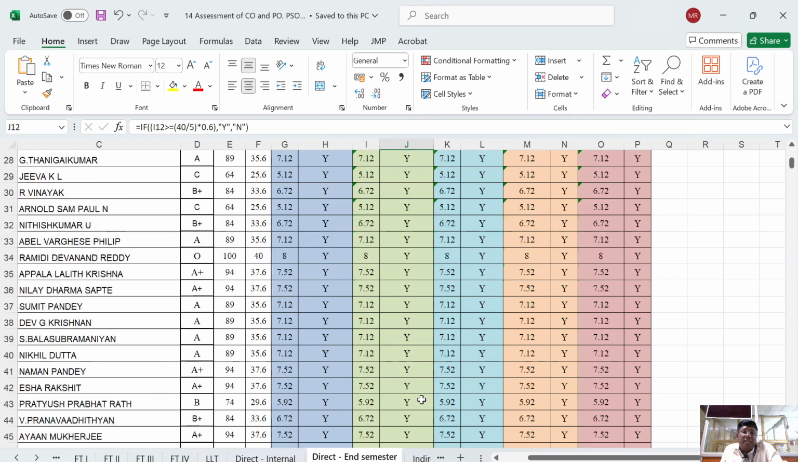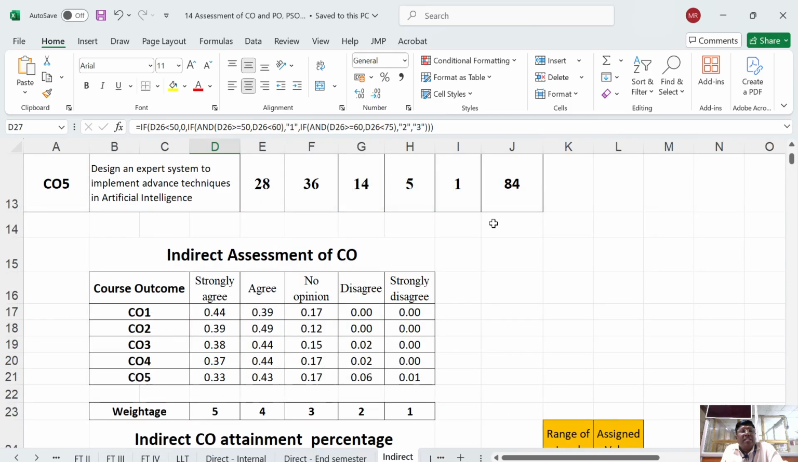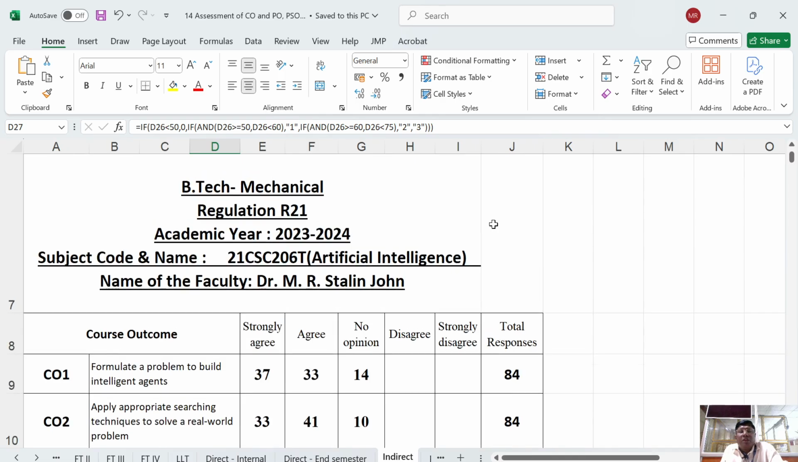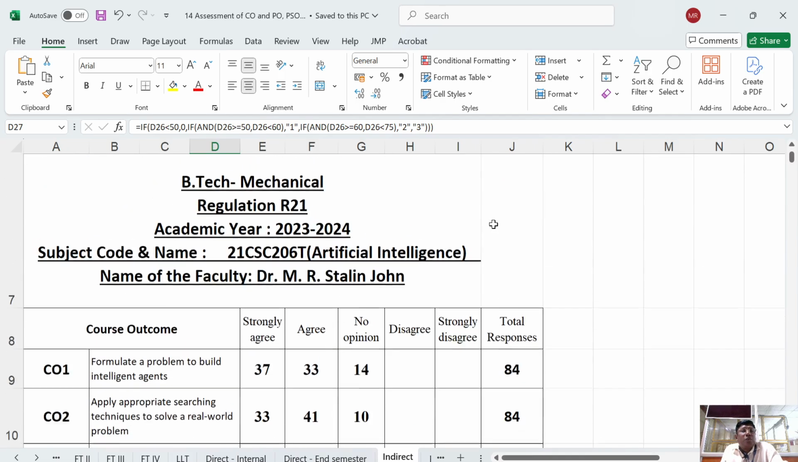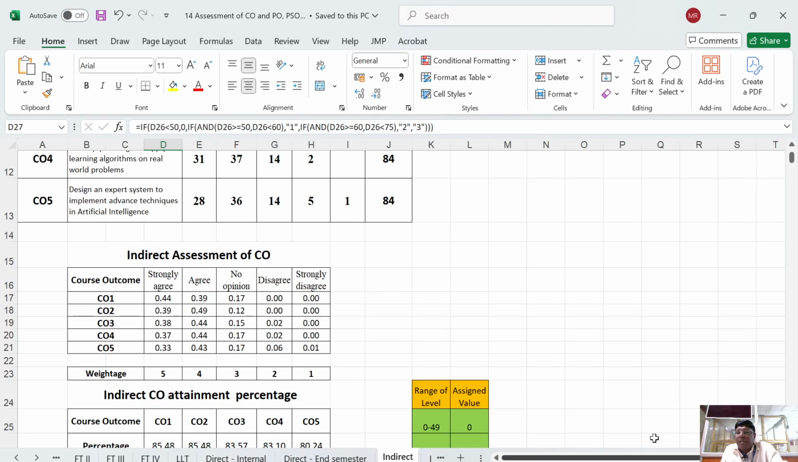Okay. And similarly, we are calculating for each CO how many students attained the CO, and what percentage of students attained the CO, and the attainment level. That has to be minuted. Then from the students we have to get the opinion whether they understood each CO. That has to be minuted here properly.